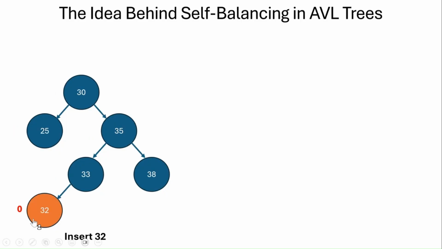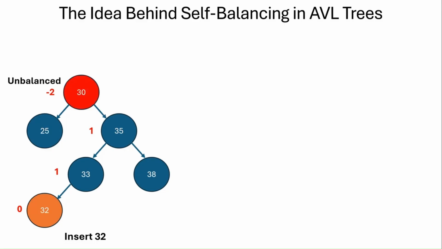Now, from the newly inserted node, if we go up, we need to check the balance factors. The balance factor for 33 changed to 1 because it is 1 minus 0, which is 1. The balance factor for 35 is 2 minus 1, which is 1. Now the balance factor for 30: the height of the left subtree is 1 and the height of the right subtree is 3. So 1 minus 3 is minus 2. It means that our binary search tree became unbalanced according to the rules of AVL trees.